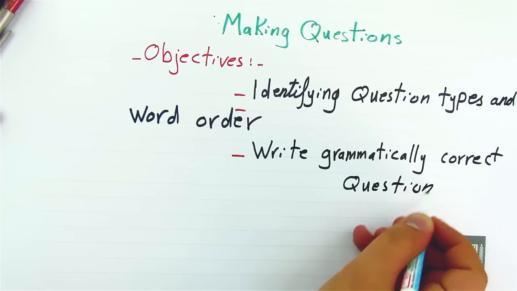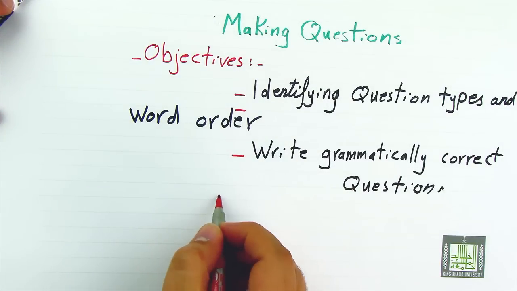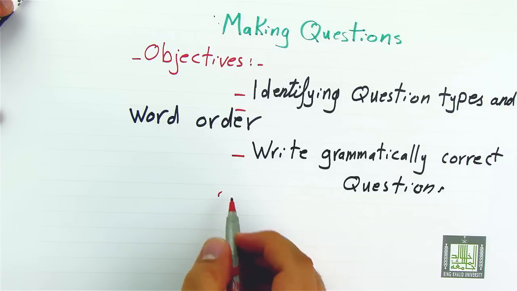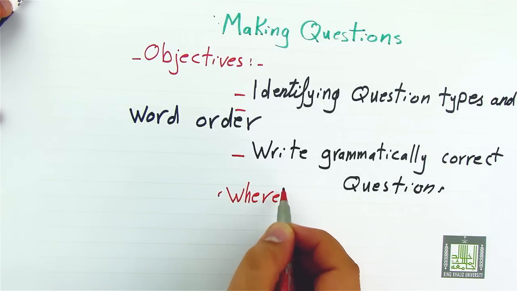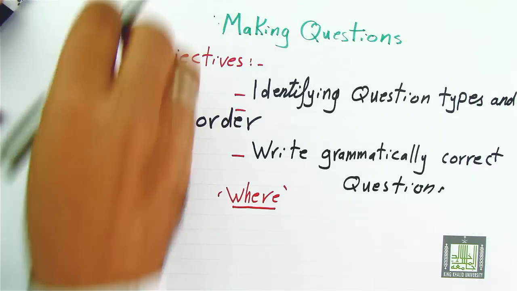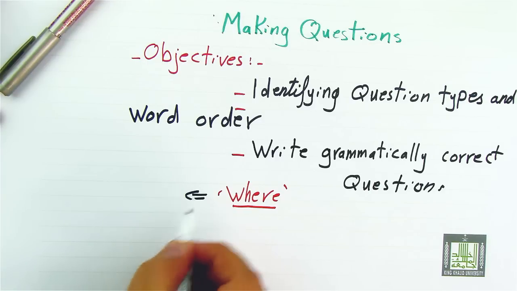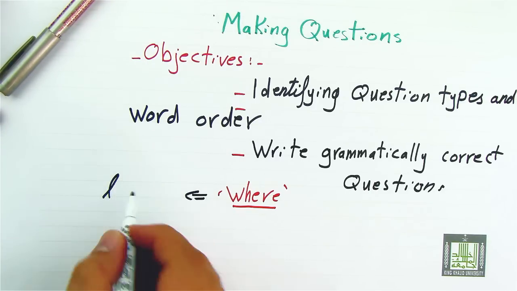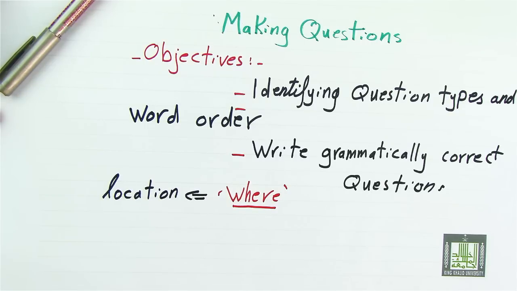And here we want to focus on using the type of questions that ask about locations. When we ask about locations, we use the WH question where to ask about location. Okay?